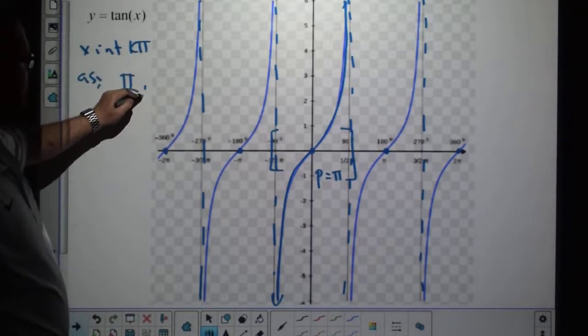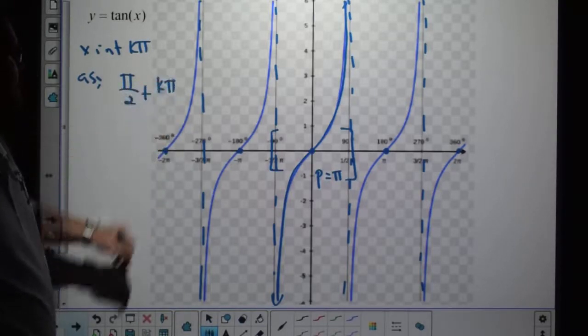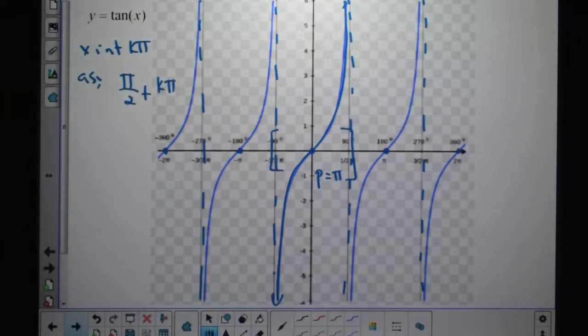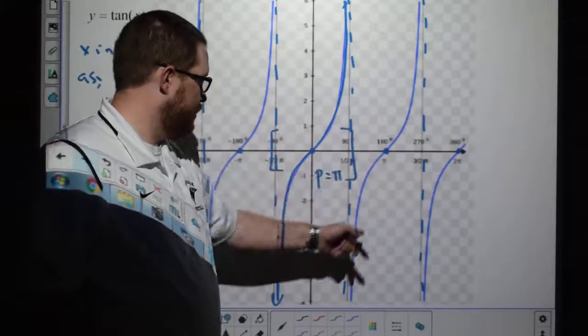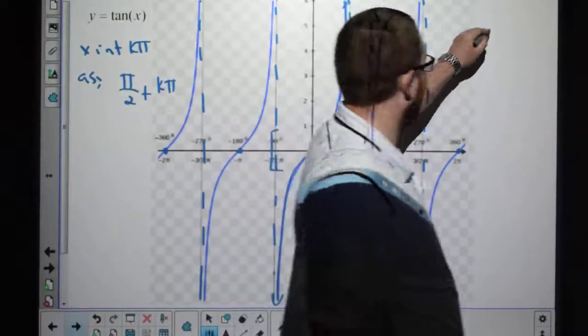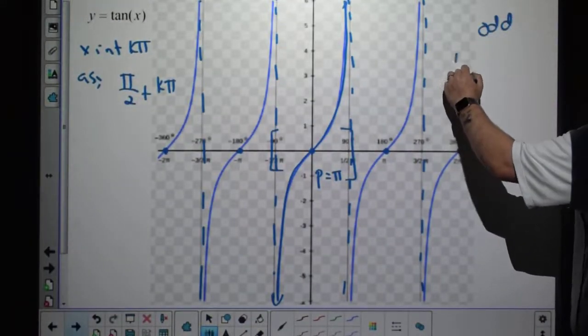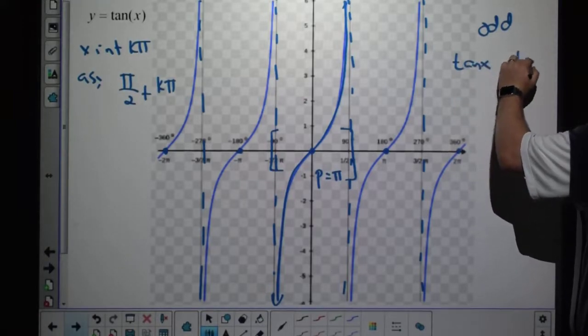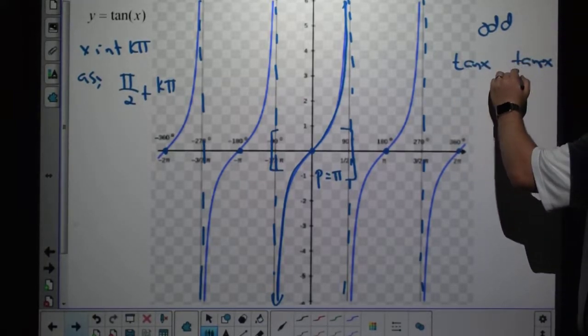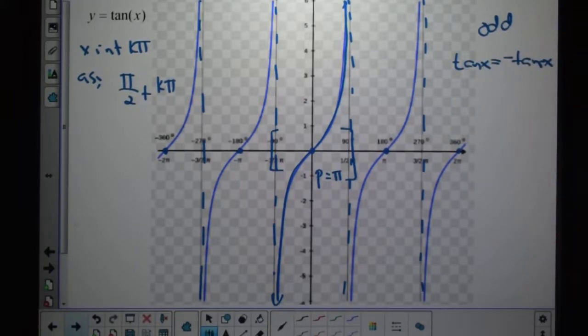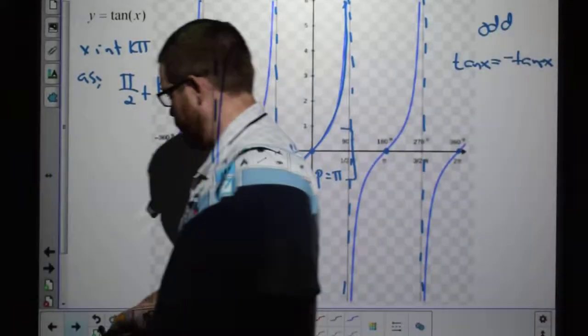Pi over 2 plus k. That's how you write that one. Okay? Is this one even or odd or neither? This one's odd, so if I were to rotate it, I'd get that. Because it's odd, that means that the tangent of the positive and the tangent of the negative are opposites of each other.